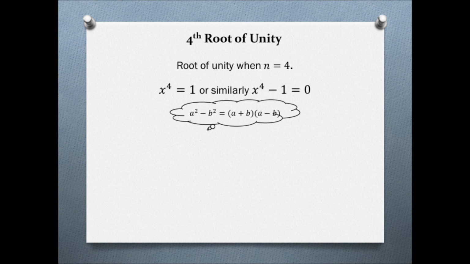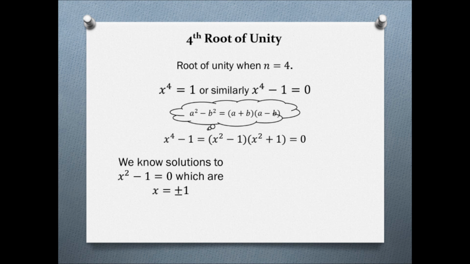Now for our last case, the fourth root of unity is again when n equals 4, and we have the equation x to the fourth equals 1, or again x to the fourth minus 1 equals 0. Now for this one, it's like the second root of unity, where we use the identity a squared minus b squared, and we get that x to the fourth minus 1 is actually x squared minus 1 times x squared plus 1, which gives us 0. So we actually know the solutions to x squared minus 1, which we found in the second root of unity, and that's just plus or minus 1.